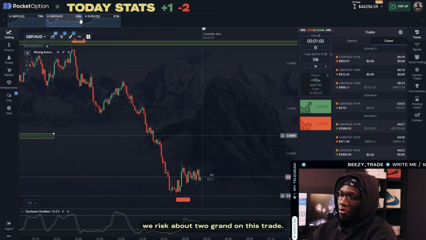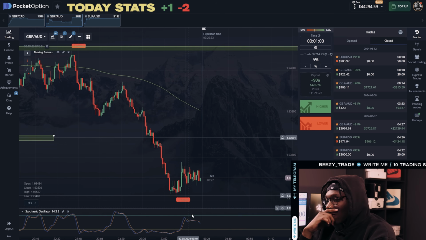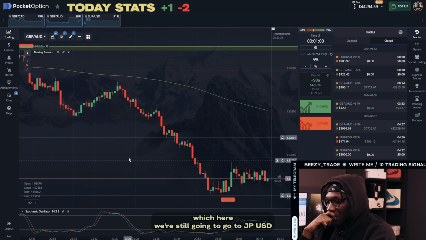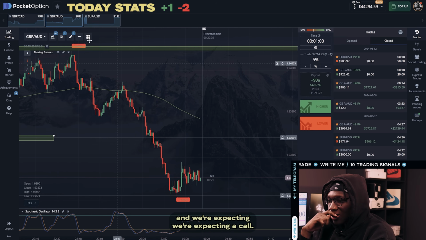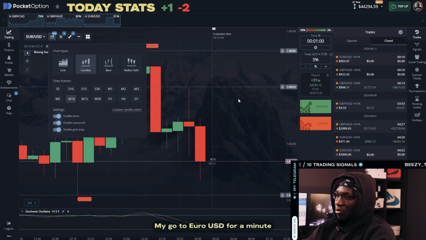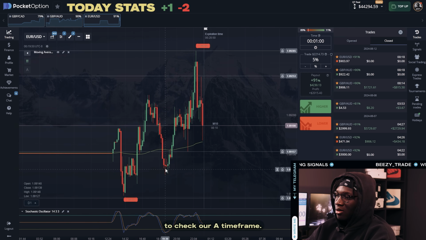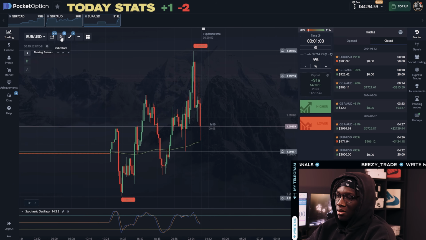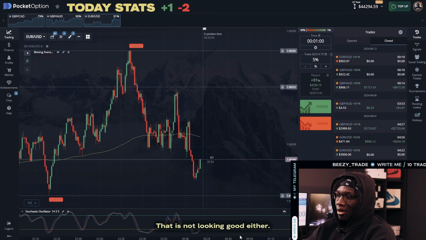We'll risk about $2,000 on this trade. So now we can see definitely the market is moving up, which here we're still going to go to GBP USD, and we're expecting a call. We're expecting to enter a call right here. I might go back to EUR USD for a minute. Let's check our high time frame. M10. Yeah, that is not looking good either.